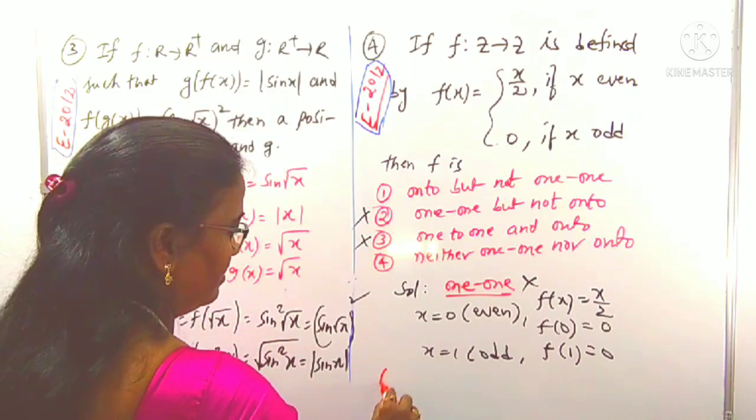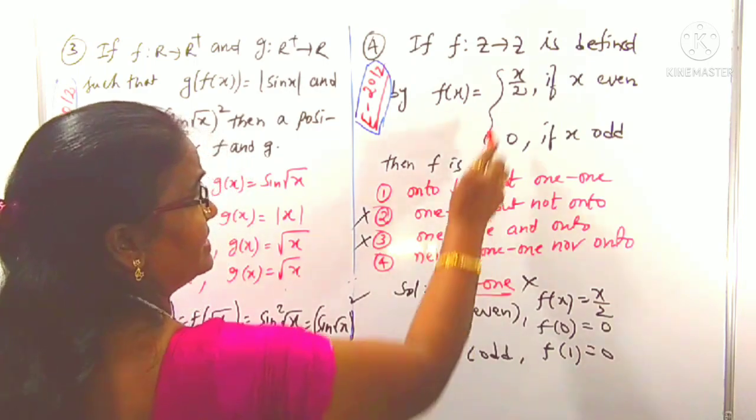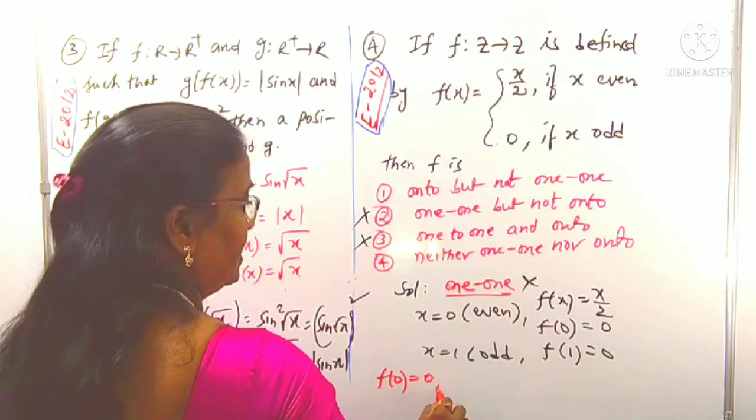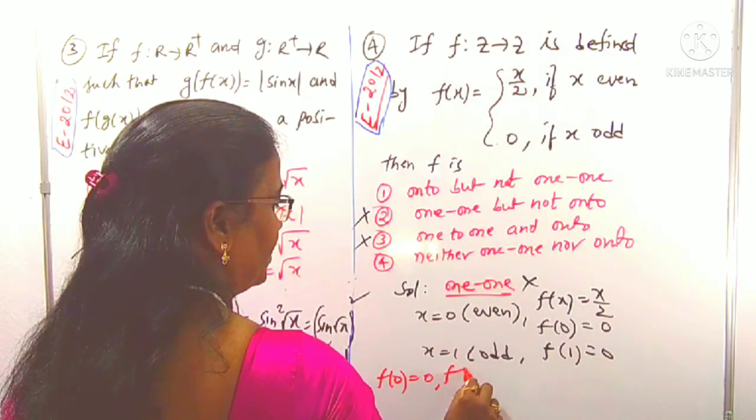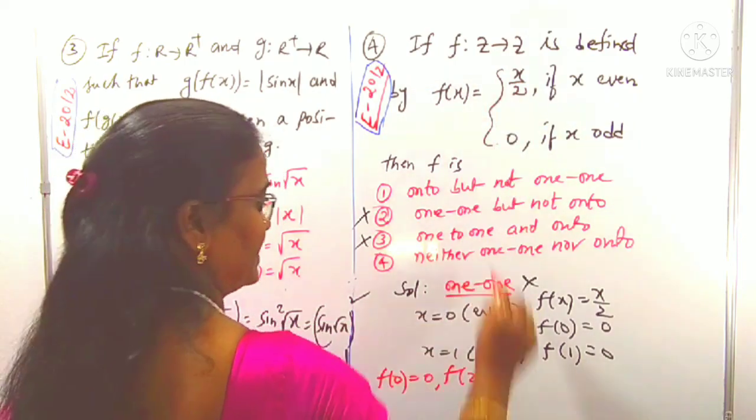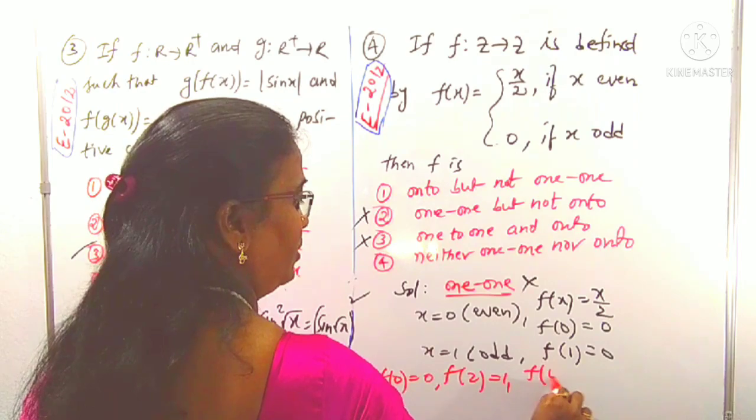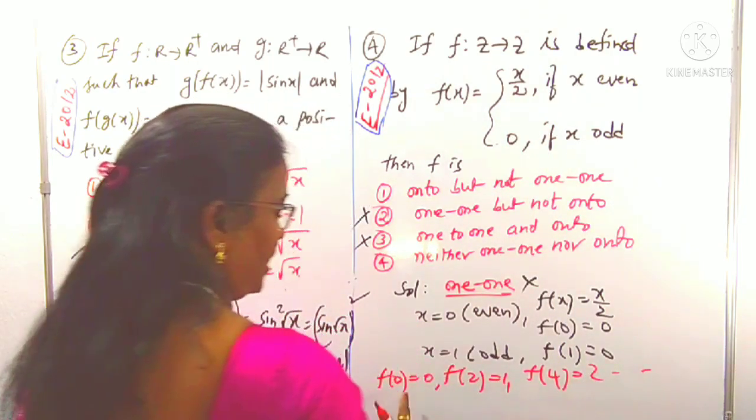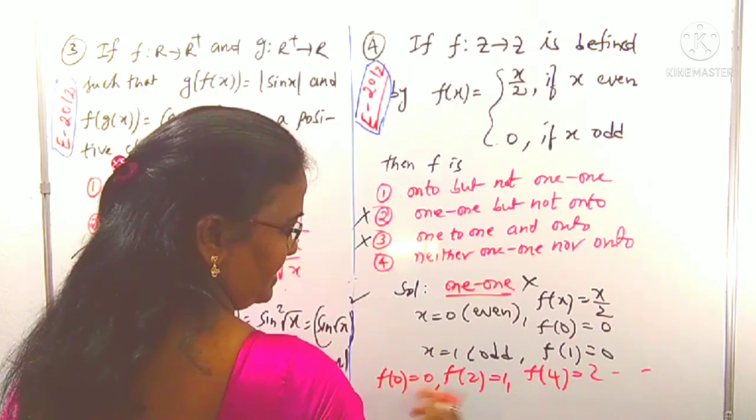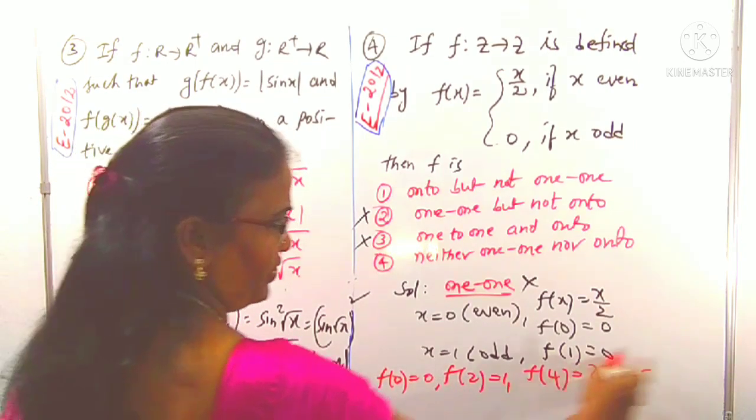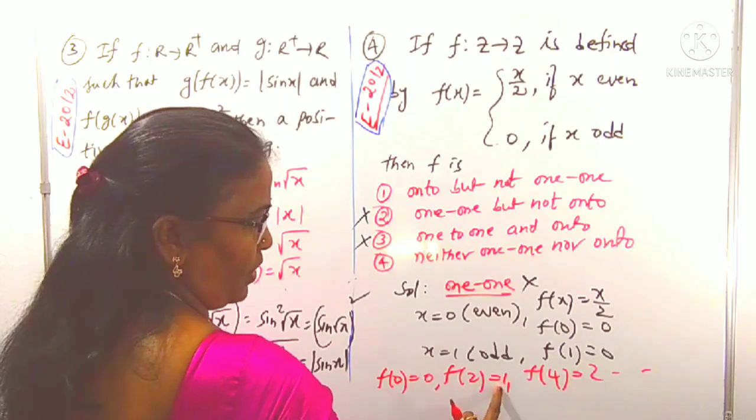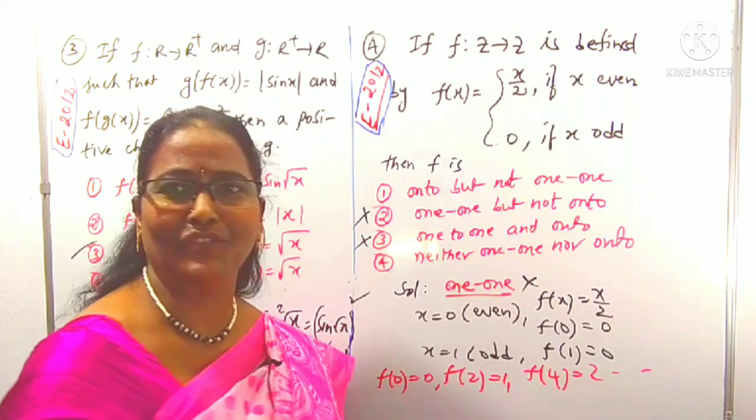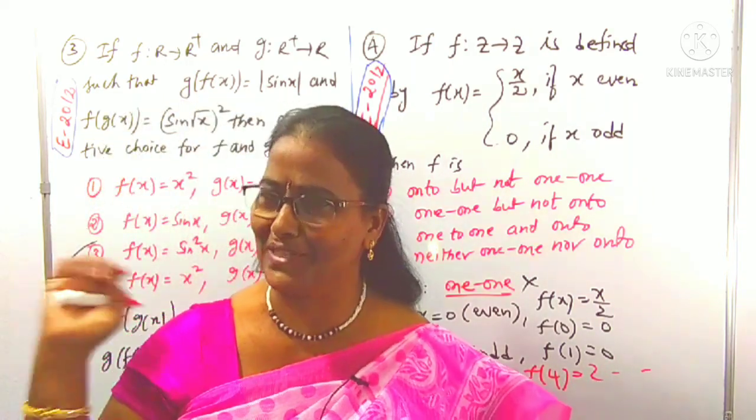We can observe that f of 0 is 0, just now got it. And f of 2, 2 is an even number, 2 by 2 is 1. f of 4 is 4 by 2, which is 2, etc. If we take all positive even numbers, 0 is neither positive nor negative, but 2, 4, 6, etc. give 1, 2, 3 and so on. Means all positive integers you can get.